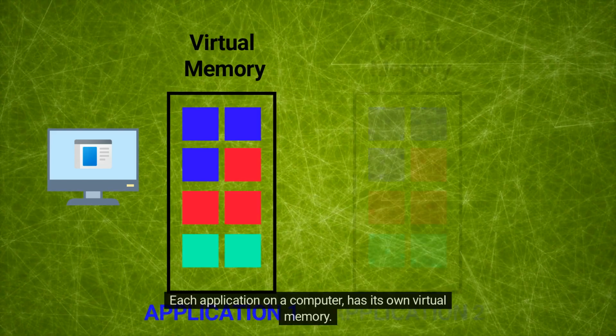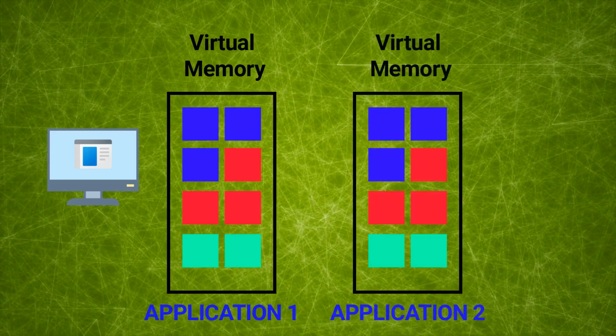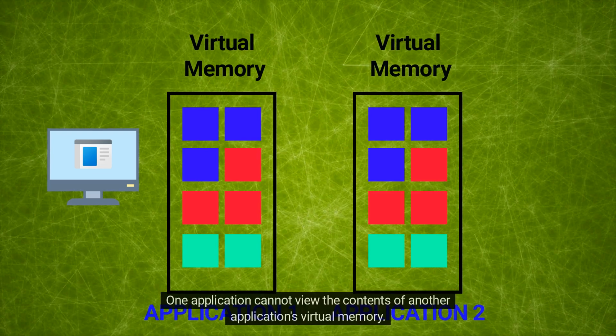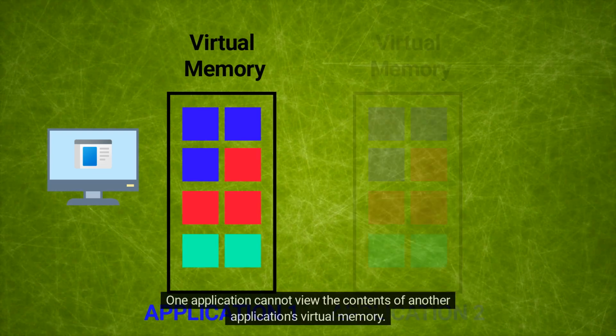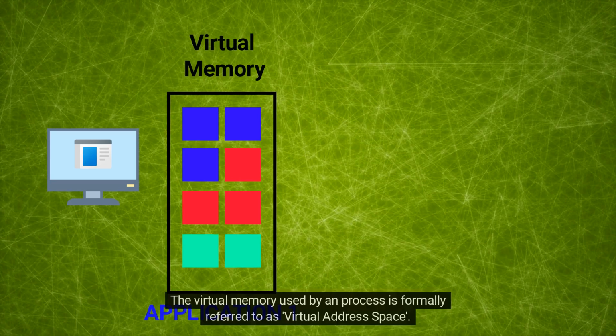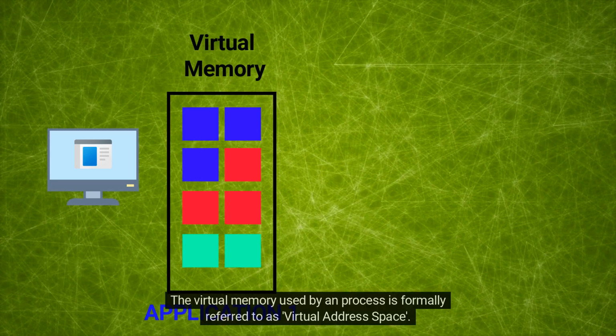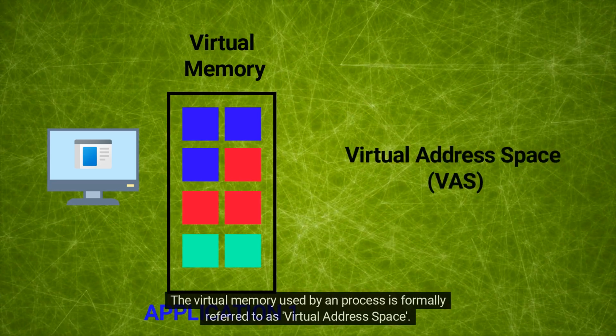Each application on a computer has its own virtual memory. One application cannot view the contents of another application's virtual memory. The virtual memory used by a process is formally referred to as virtual address space.